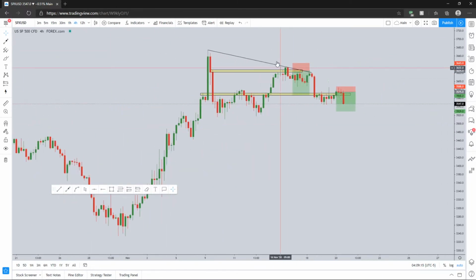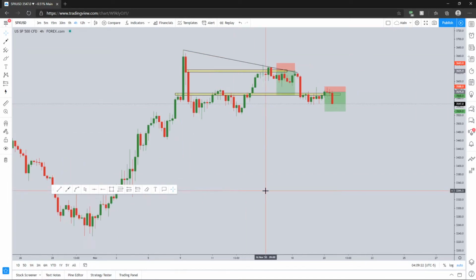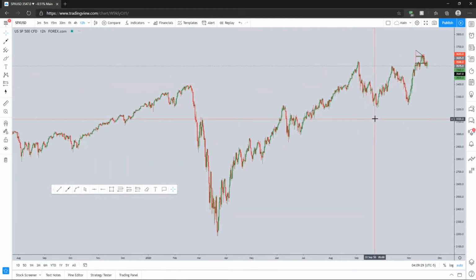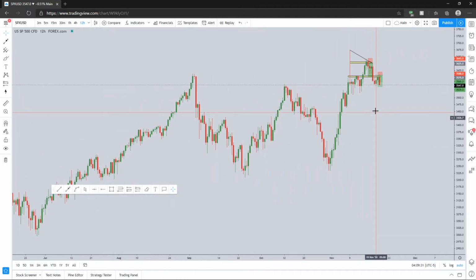Jumping on the 4 hour chart, you can see that the market did peak back on November 9th at around 5 a.m. at the price of 36.74. Ever since then, we have not seen the market hit such a high price. And if we go into the 12 hour, you can see that that's the highest price point the market has been in quite a while.